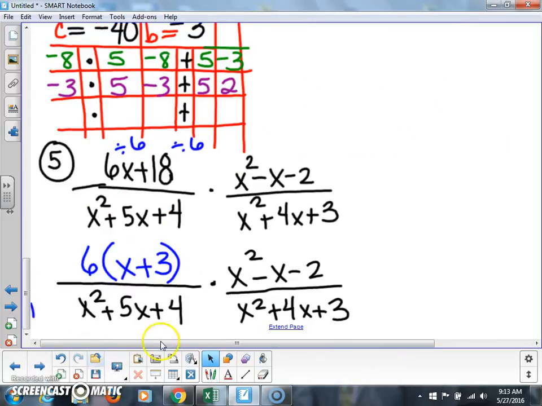The x plus 3 came from? Okay, what's 6x divided by 6? 1x. Okay, so that's why I write the 1x down here. What's 18 divided by 6? 3. So if I went backwards, what's 6 times x? 6x. What's 6 times 3? 18. That makes sense?